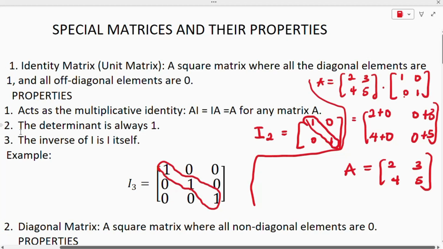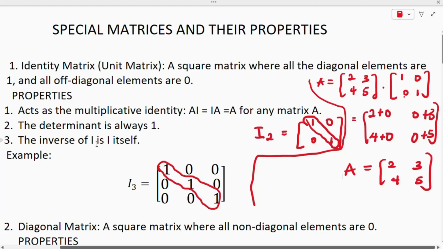Now the second property says that the determinant is always 1. If you find the determinant of a 2 by 2 identity matrix or a 3 by 3 identity matrix, this determinant will always give you 1. In the next video, I'm going to talk about the determinant of a matrix, and I'm going to use the identity matrix as one of the examples to find the determinant of a matrix. So you want to stay tuned for the next video.